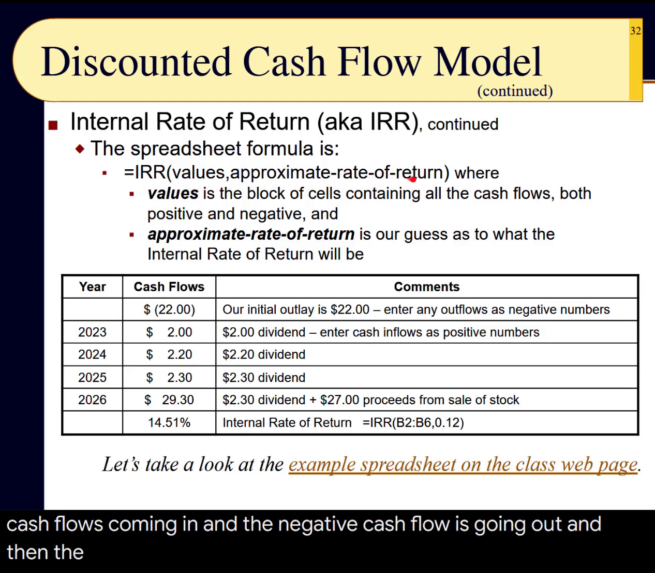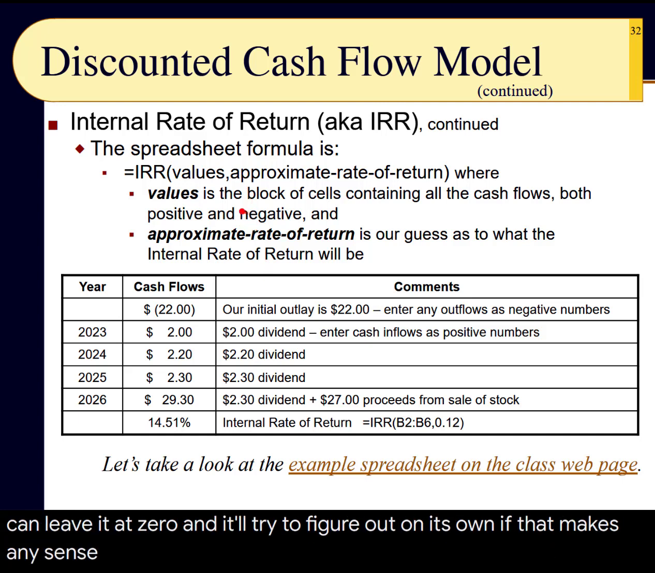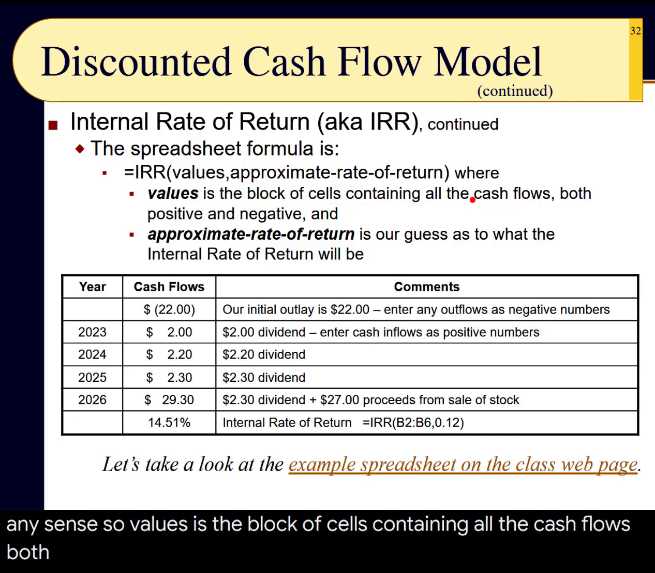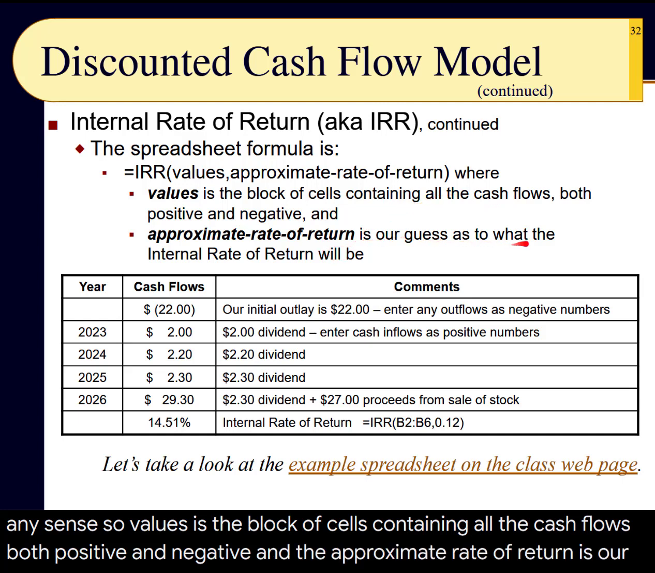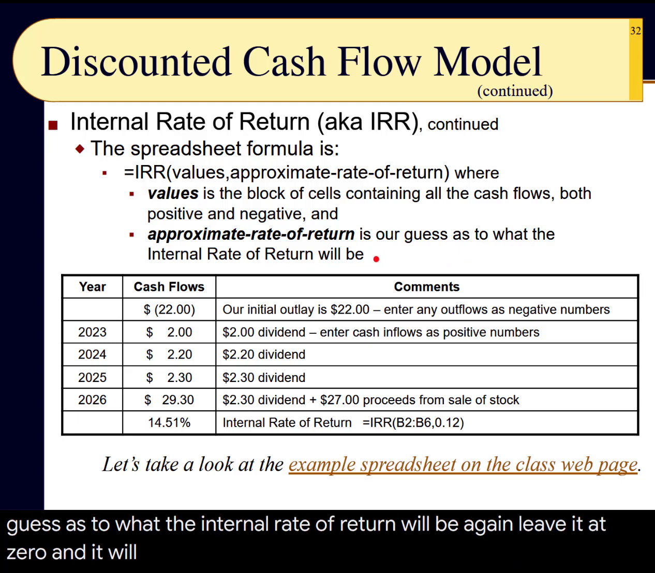And then the optional argument here, the optional second thing to put in, is what you believe it is. You can leave it at 0 and it'll try to figure out on its own, if that makes any sense. So values is the block of cells containing all the cash flows, both positive and negative, and the approximate rate of return is our guess as to what the internal rate of return will be. Again, leave it 0 and it'll try its best to do it.